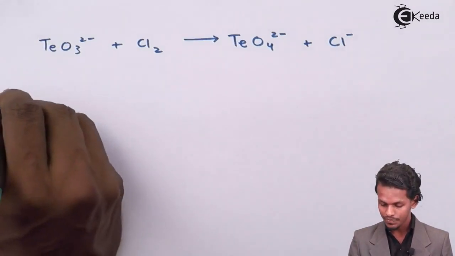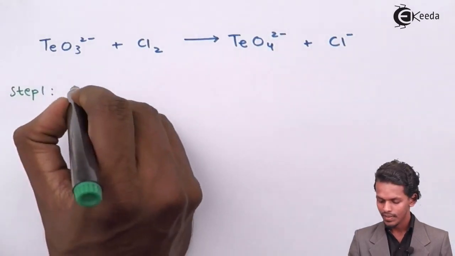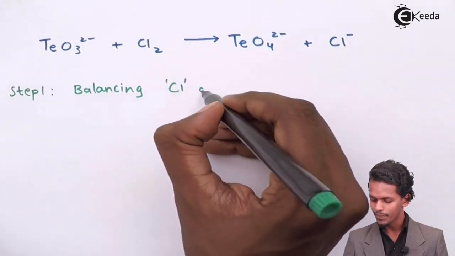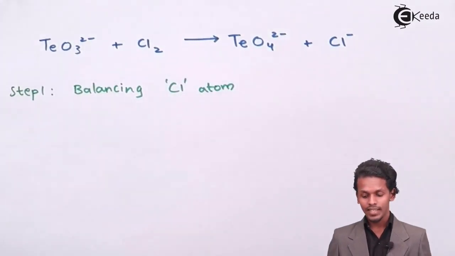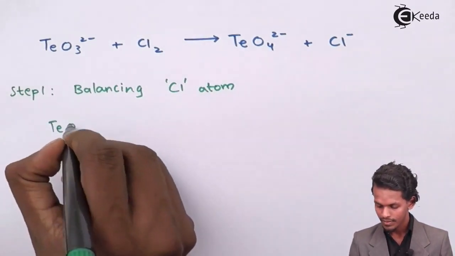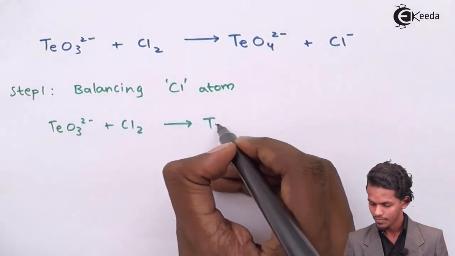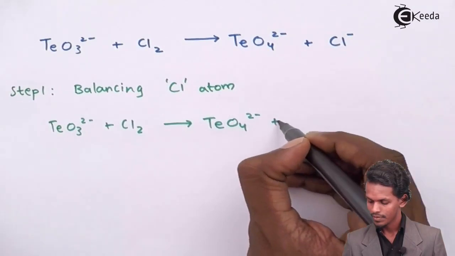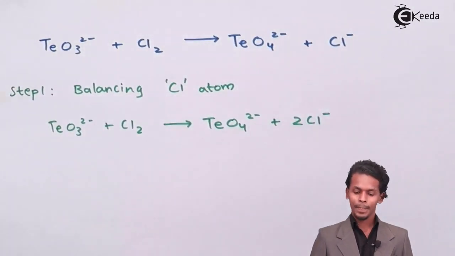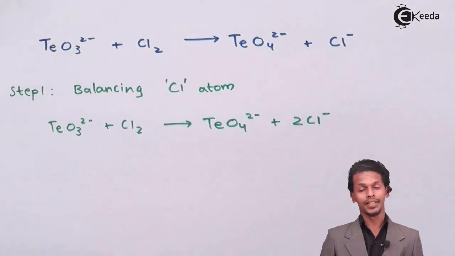So what I'll do is, I'll write step number 1 as balancing chlorine atom. So in this case, the above equation will now turn into this one. So now we can balance the overall reaction by taking the help of the oxidation number method.